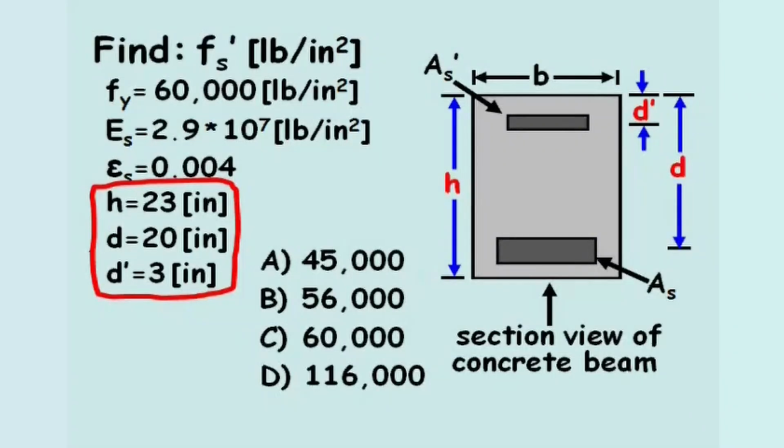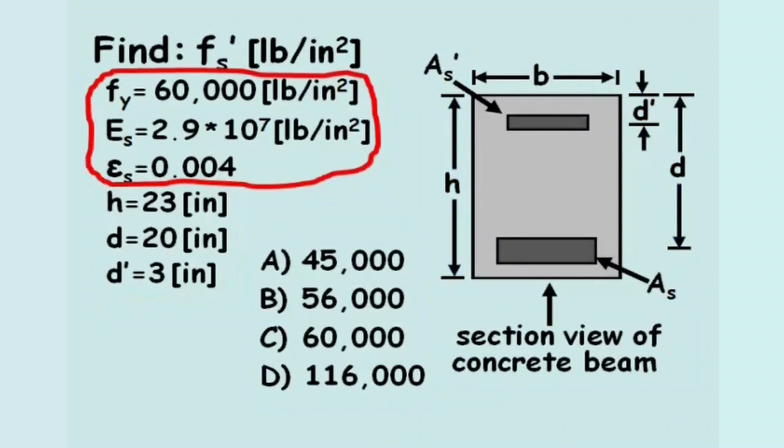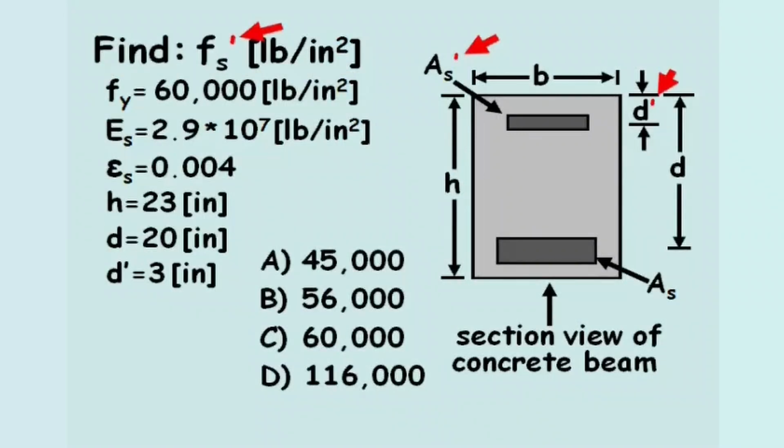The yield stress and Young's modulus of the steel are also provided, as well as the strain in the tension steel, epsilon s. For doubly reinforced concrete beams, the prime term refers to the steel in the top of the beam, which is the steel in compression.